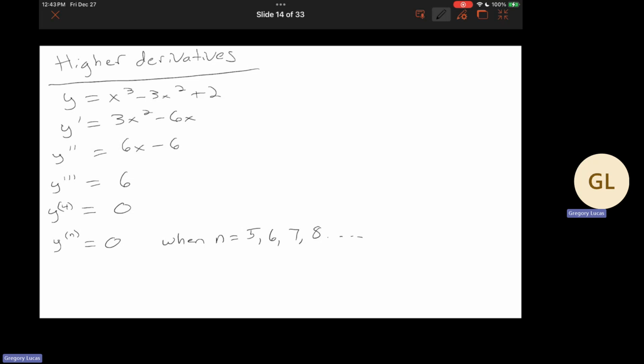So we'll come back to that when we talk about some velocity and acceleration, but we can take more than one derivative as well.